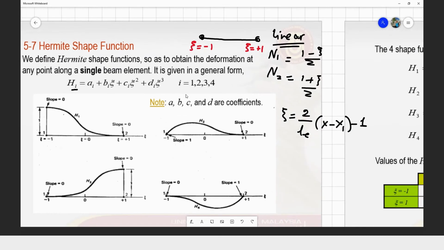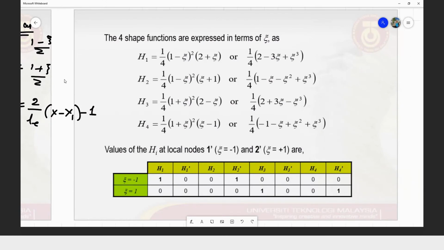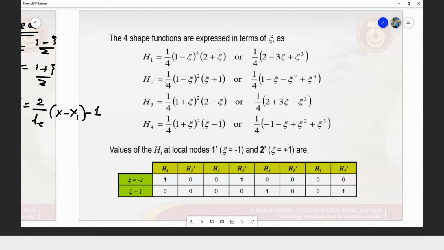Okay, next. Then we don't need to know how to obtain the H. But the H is given by this equation, H1, H2, H3, H4, as a function of Z. And Z, we know, on the left hand side of our element will be -1, on the right hand side of our element will be +1.